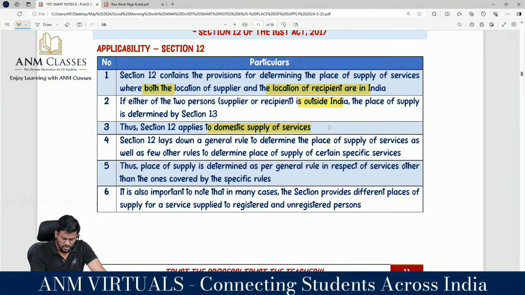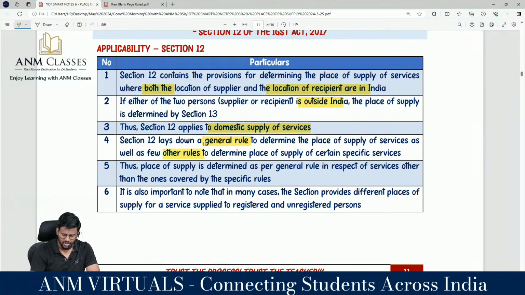Section 12 lays down a general rule to determine the place of supply, as well as a few other rules to determine place of supply of certain specific services. Actually, the order of section 12 is: 12.1 is the applicability, 12.2 is the general rule, correct? Yes, sir. If the service is covered under 12.3 to 12.14, my dear lovable students, hello, yes sir, then we have to follow that specific rule of 12.3 to 12.14. If 12.3 to 12.14 are not applicable, then the provisions of 12.2 will be applicable.